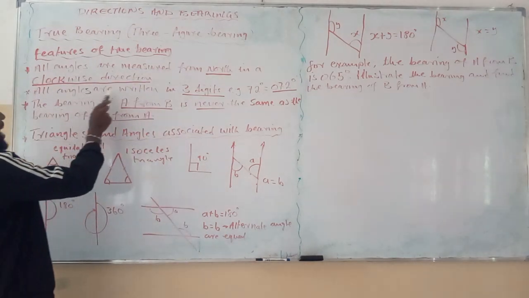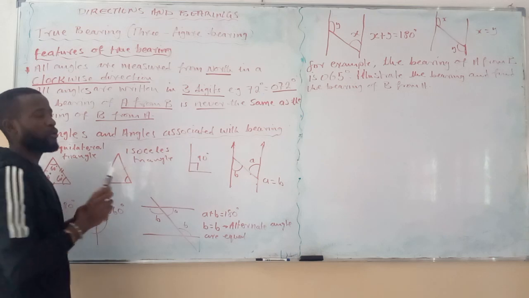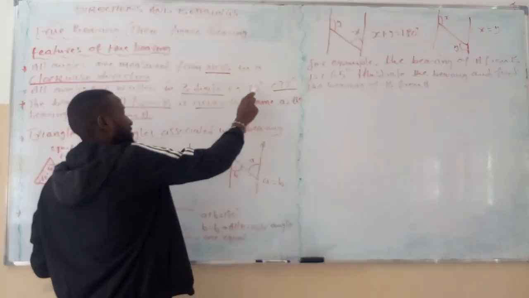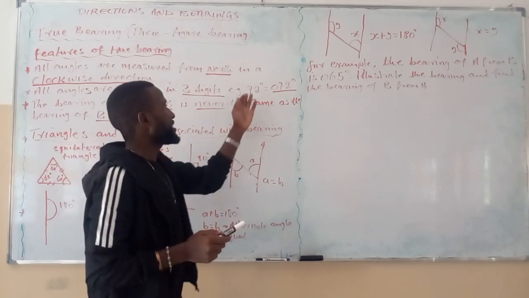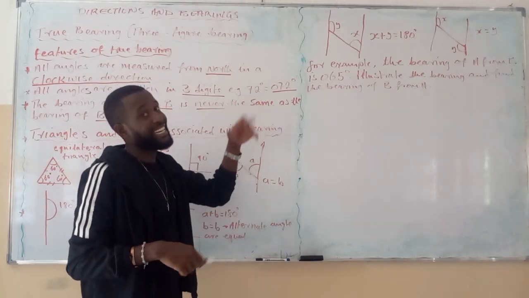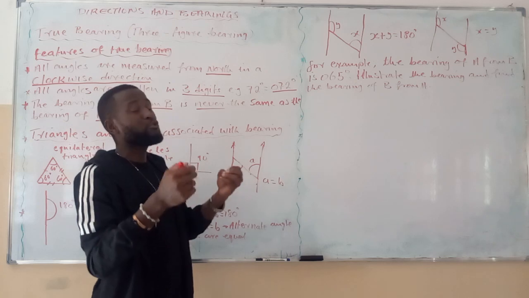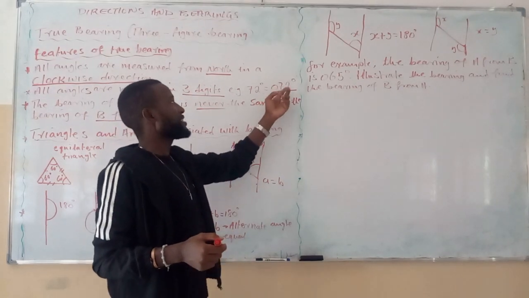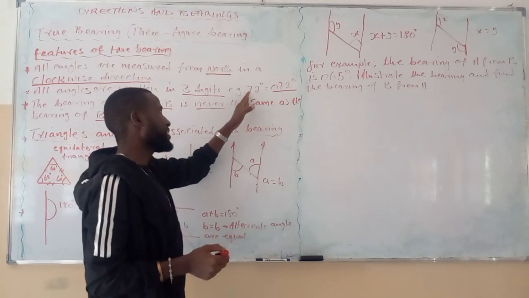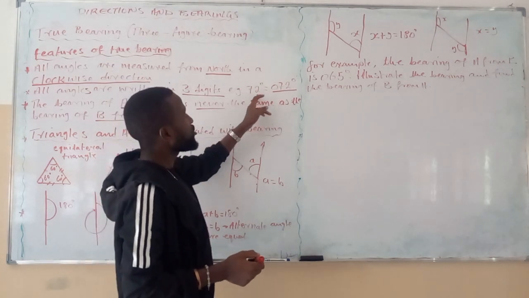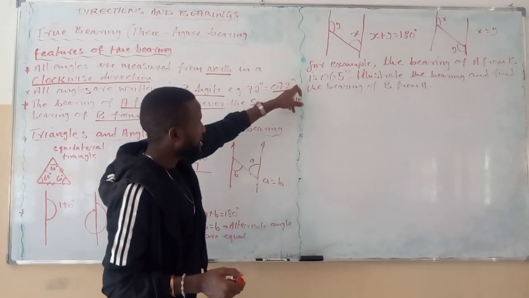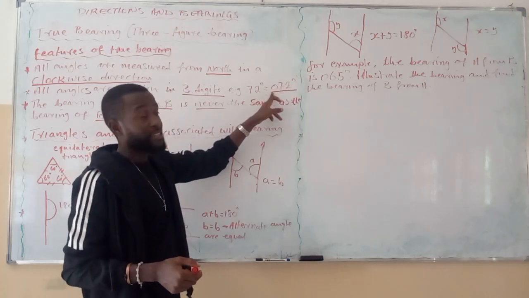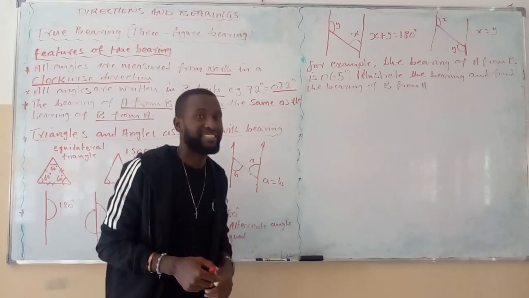All angles are written in 3 digits. For example, 72 degrees is not a bearing. It is just an angle. But if it is going to be a bearing, it's supposed to be 3 digits, in this way: 072 degrees. If there was no 0 here, you have to include 0. Don't put 0 in front of the 2, don't put 0 this side, but put 0 at the beginning. Then it will be 072 degrees.